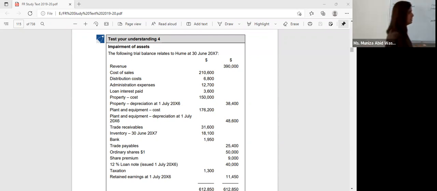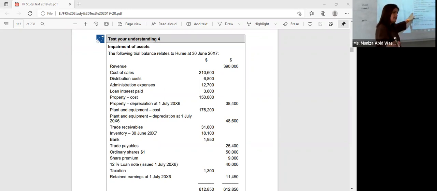Inventory at 30th June 2007. Normally, students, the inventory which they are giving in the trial balance is the opening inventory. Inventory which they are giving in the SOFP is which one? Is closing inventory. But over here, they are giving the inventory at 30th June 2007. This is the closing inventory. The items which are present in trial balance just have only one adjustment. They go only on one place.